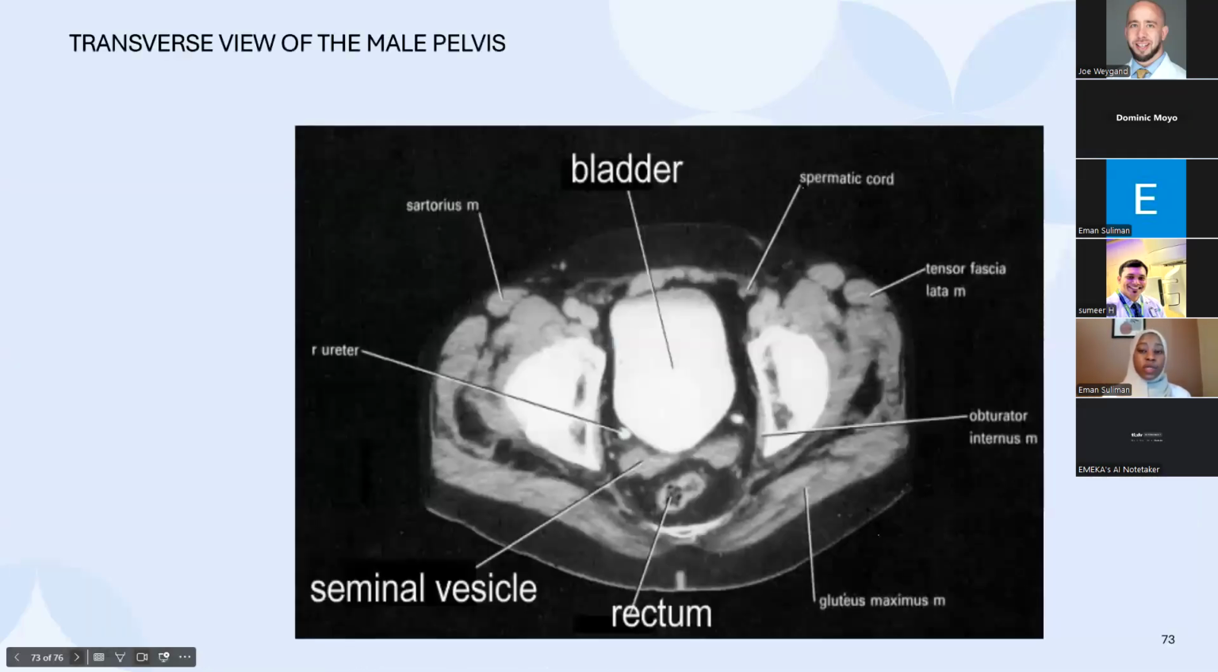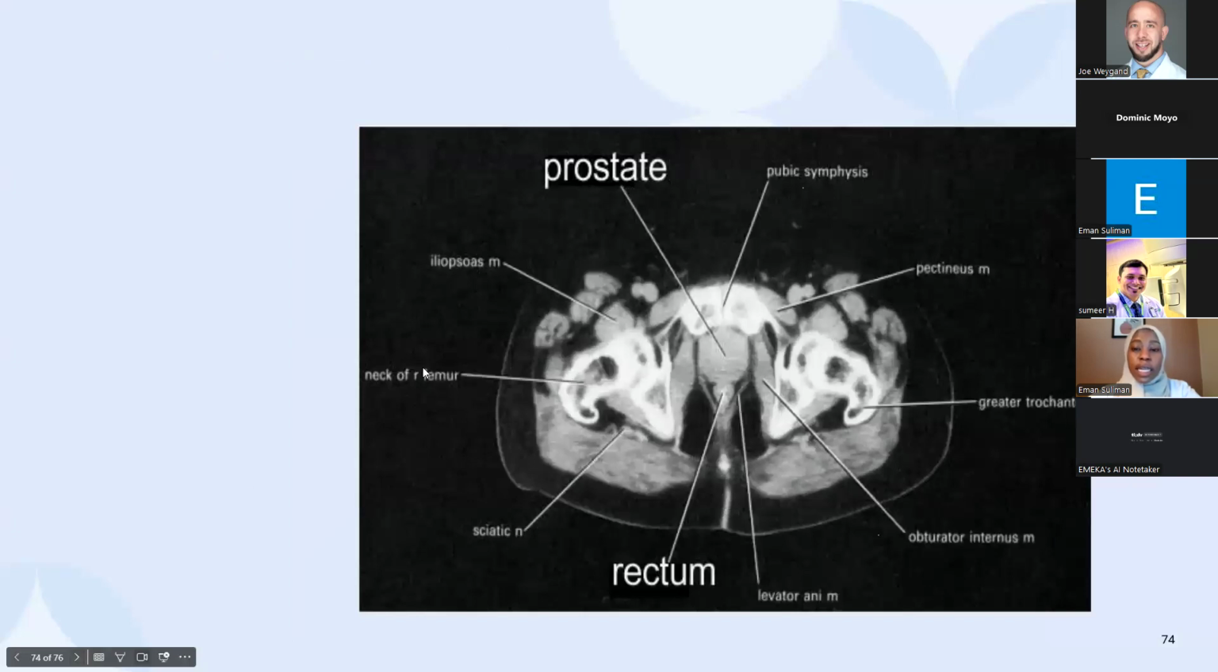Okay, this is a transverse view of the male pelvic organs. Here we have the bladder at the very front. At this level, it's only showing the seminal vesicles, and here is the rectum. This is a higher view of the male pelvic organs, and now here is a lower view. The prostate gland starts showing. We cannot see the bladder at this level because the prostate is located at the neck of the bladder, and here at the back we can see the rectum.